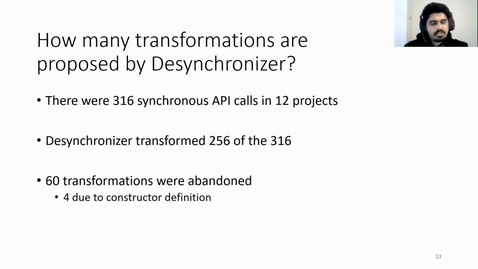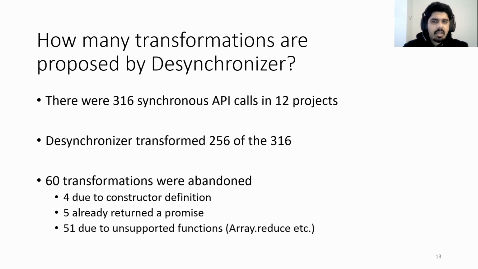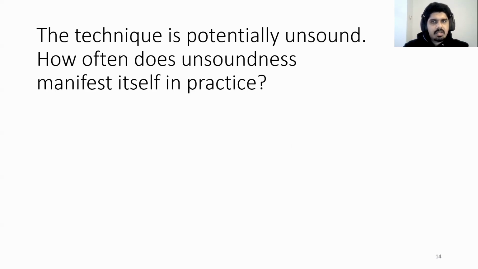4 of these were due to constructor definitions, like the example that we saw earlier. 5 of them already returned a promise, and that is something we do not support. And lastly, 51 of the transformations were due to function calls, which we do not support. Programs may use external functions from different libraries, and we simply do not have support for all of them. And we sometimes avoid transforming certain cases like array.reduce, where it would add too much complexity to the code, making it potentially unreadable.